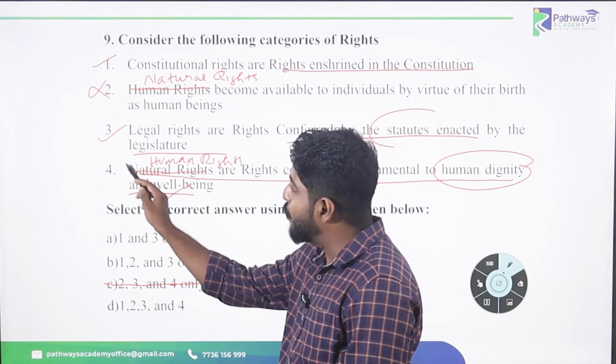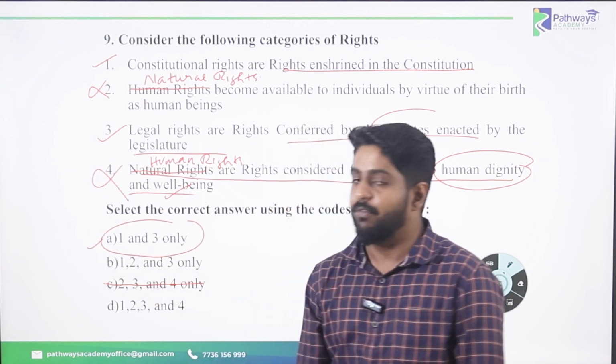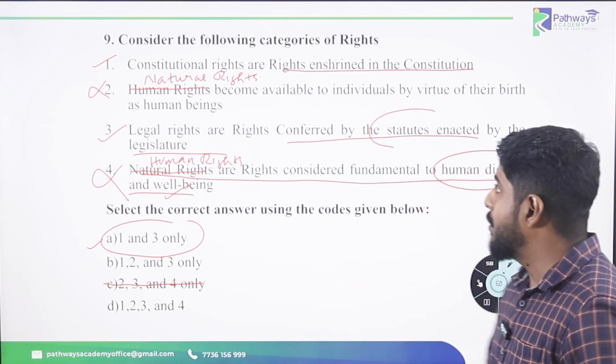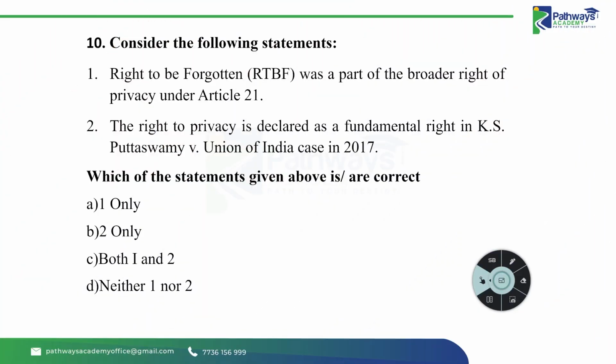So the answer for this question is 1 and 3 only. Wonderful. So this is the answer for question number 9. We will move to the next one, question number 10. Consider the following statements. Number 1, right to be forgotten was a part of the broader right of privacy under Article 21. So what do you mean by right to be forgotten?